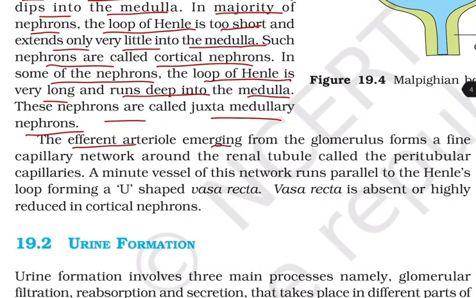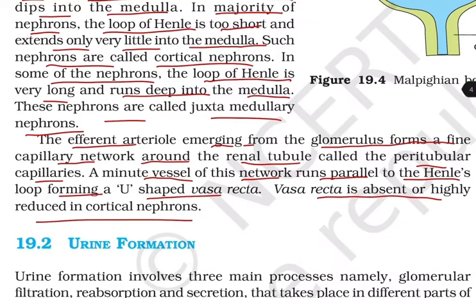The efferent arteriole emerging from the glomerulus forms a fine capillary network around the renal tubule called the peritubular capillaries. A minute vessel of this network runs parallel to the Henle's loop, forming a U-shaped vasa recta. Vasa recta is absent or highly reduced in the cortical nephron.